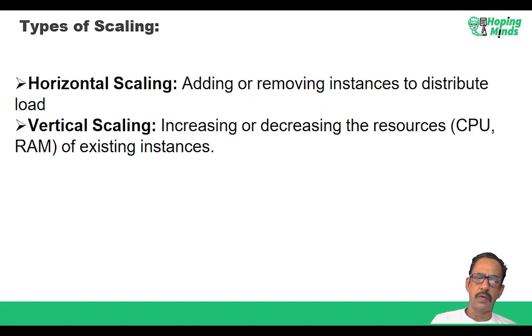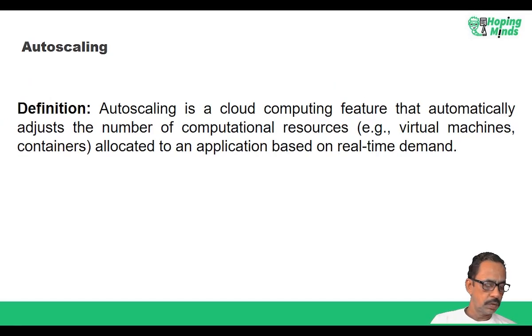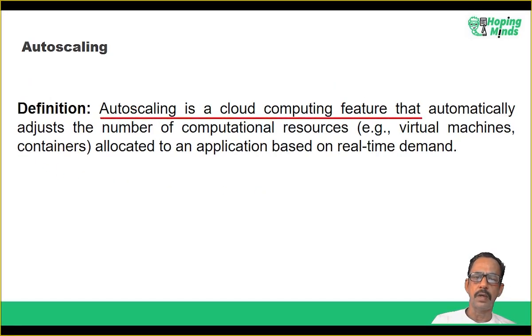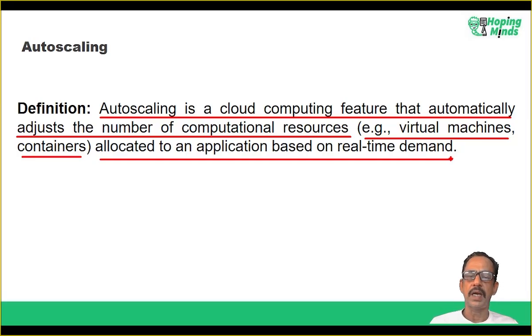Horizontal scaling and vertical scaling, we already discussed all these things. No use to repeat again and again. Okay. Auto scaling is a cloud computing feature that automatically adjusts the number of computational resources, that can be a virtual machine or a container, allocated to an application based on real-time demand. That is totally based on real-time demand: when more load comes, add more, and when load is less, scale in or reduce the servers.